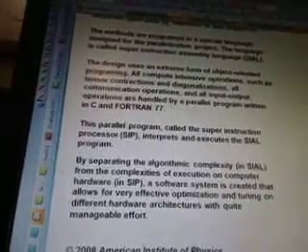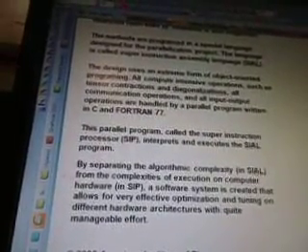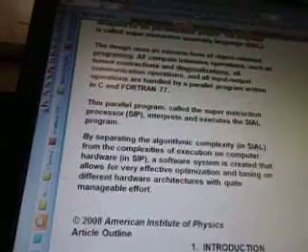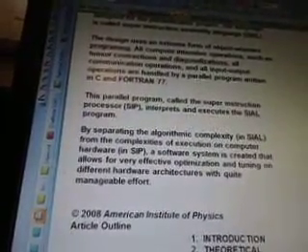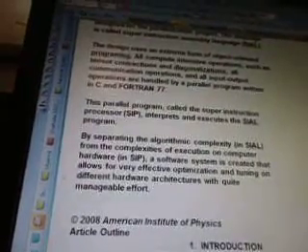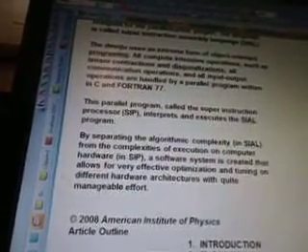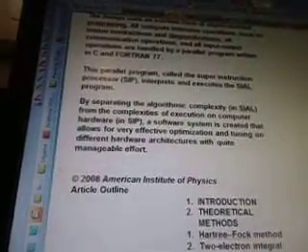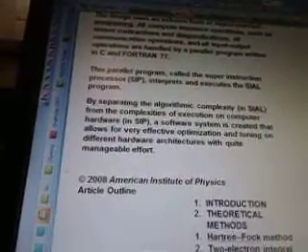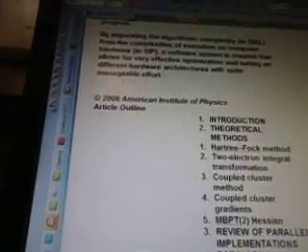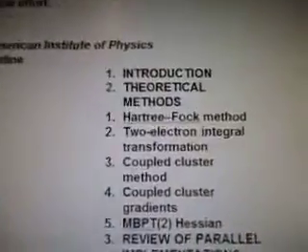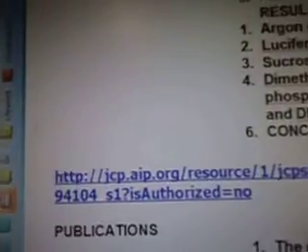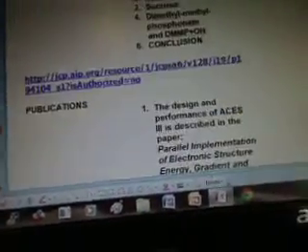This parallel program, called the Super Instruction Processor, SIP, interprets and executes the SIAL program by separating the algorithmic complexity in SIAL from the complexities of execution on computer hardware in SIP. A software system is created that allows for very effective optimization and tuning on different hardware architectures with quite manageable effort. Again, that's a quote from the American Institute of Physics. And there's all the different topics that they cover in that. Real quick, and that's at jcp.aip.org, okay? There's their publications.